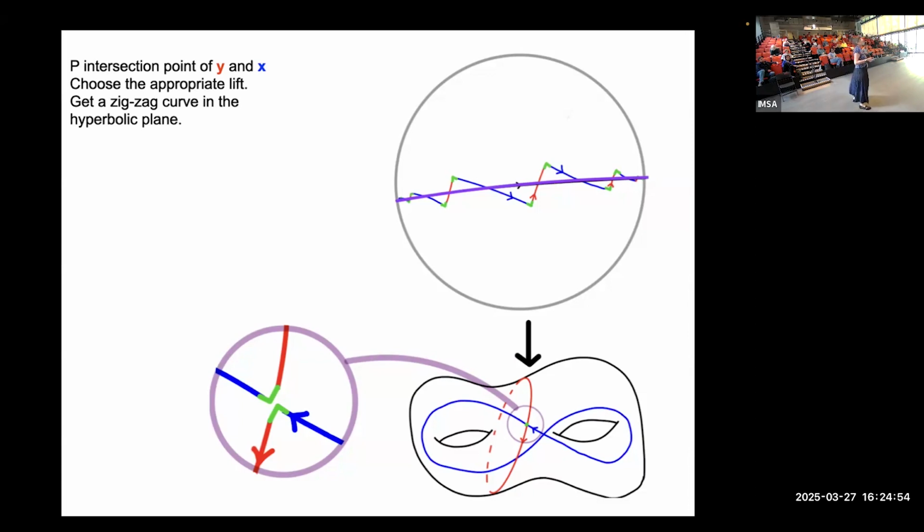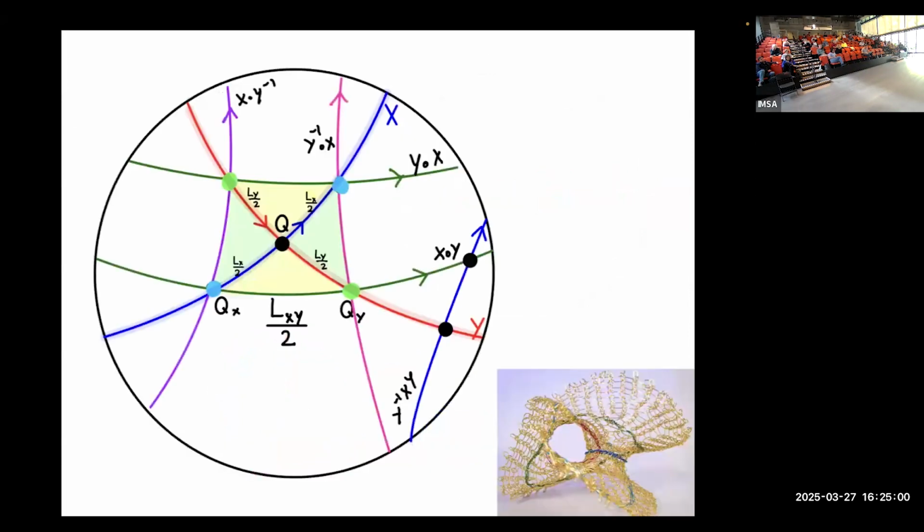And that's the axis, it goes in the middle of this zigzag curve. And there's a very nice picture when you look at this. So if I do this, now I'm back in the Poincaré disk. Here, this is the axis of the product. This one is X and Y, and then here, this quadrilateral, this is Y times X.